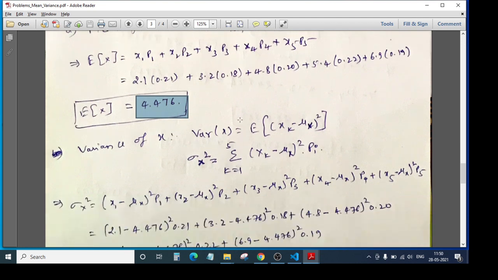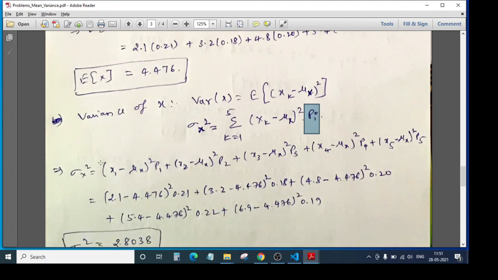Similarly, your variance is nothing but E of (x_k minus mu_x) the whole square. So this is nothing but, you already know, the summation k is equal to 1 to 5. Why? Because there are 5 values, and the x remains the same, that is (x_k minus mu_x) the whole square multiplied by the probability. So this has to be expanded for all the k's, that is k is equal to 1 to 5. So this is (x1 minus mu_x), and this is p1, (x2 minus mu_x), p2, x3 p3, and finally up till x5.